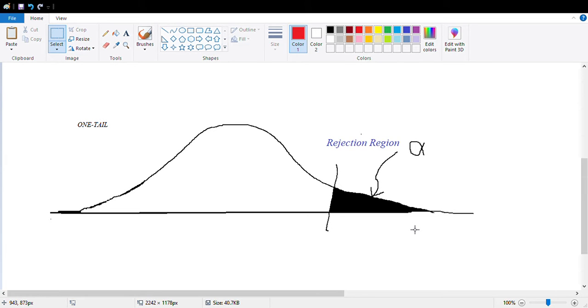So if our significance level alpha is equal to 0.5, then the significance level is 0.5 and the rejection area is 0.5, and the rejection region, the p-value.